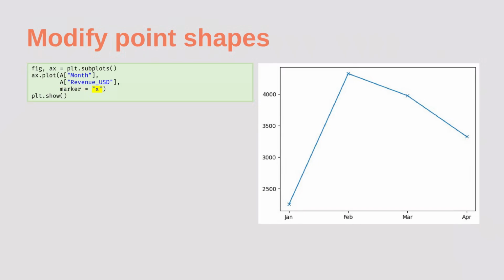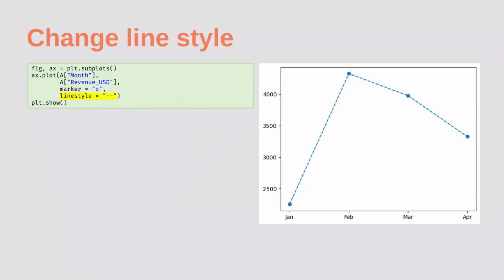If you use the lowercase letter x instead, the marker will appear as crosses instead of circles. To explore all the different marker styles, you can check out the official Matplotlib documentation online. You can take things a step further by changing the appearance of the lines that connect your data points. This is done by using the linestyle keyword argument. For example, if you set the linestyle to dash dash, the line will appear dashed instead of solid. Just like the marker shapes, there are several line styles you can choose from. You can find the full list in the Matplotlib documentation online.